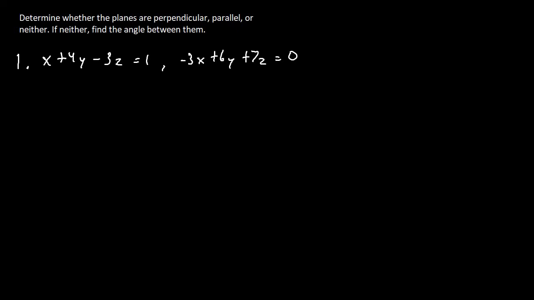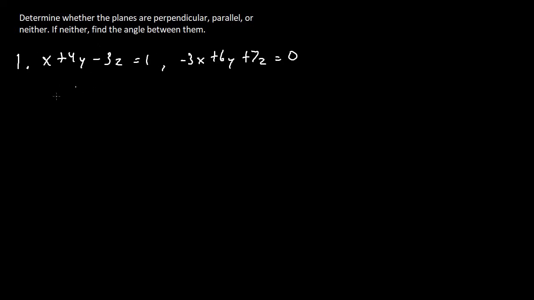So now let's say we have to determine whether the planes are perpendicular, parallel, or neither in relationship to each other, and if neither, find the angle between them. So for number 1, we have x plus 4y minus 3z equals 1, and the other plane equation is negative 3x plus 6y plus 7z equals 0. So what we have to do here is find normal vectors for both of these planes, or just one normal vector for each of them that represents that plane, and then we can find whether those two vectors are perpendicular, parallel, or neither. So let's go ahead and find the normal vector for the first plane equation here, x plus 4y minus 3z equals 1.